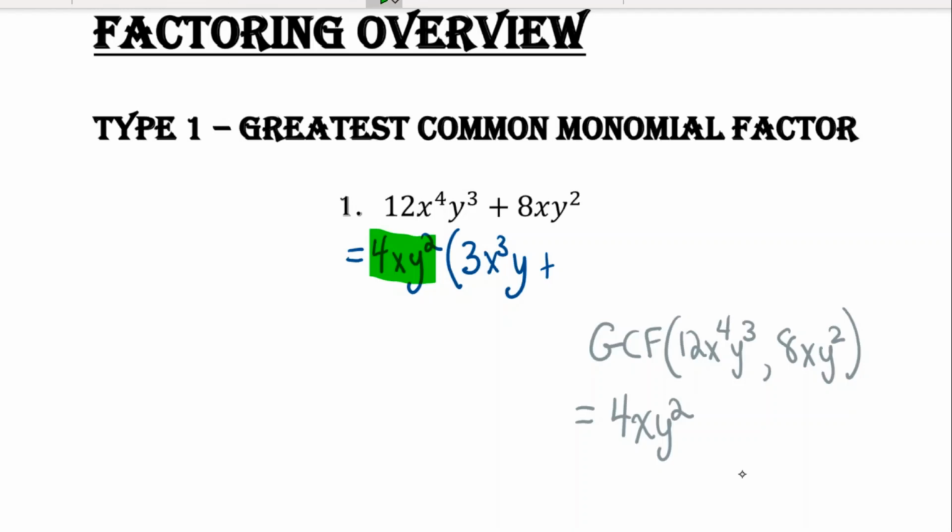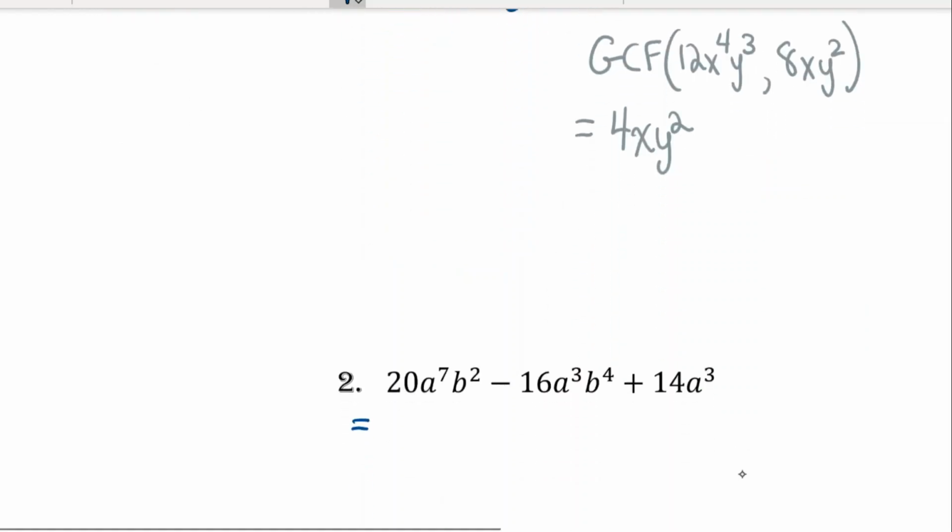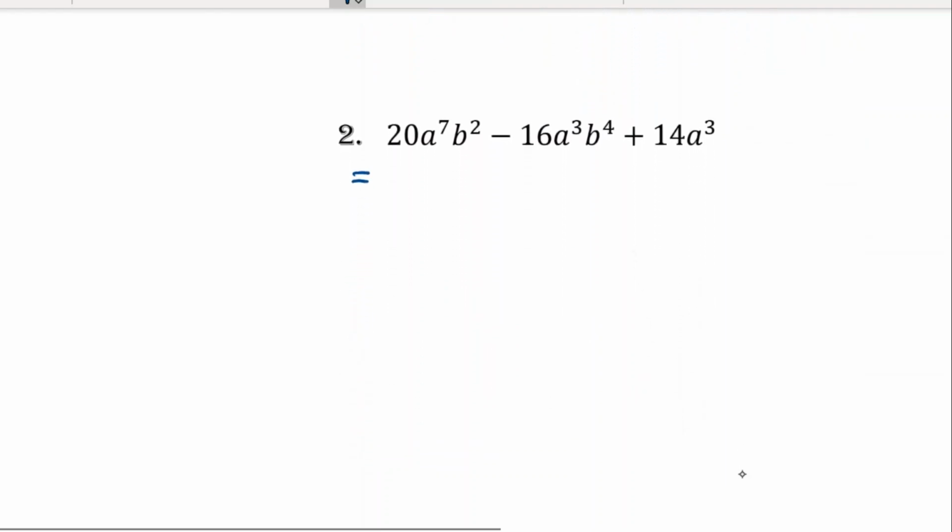Now we need to focus on the second term. We need to think about 4xy squared times what gives me 8xy squared. So 4 times 2 gives me the 8, and then x times 1 gives me the x, and y squared times 1 gives me the y squared. So this question's done. On to the next one.